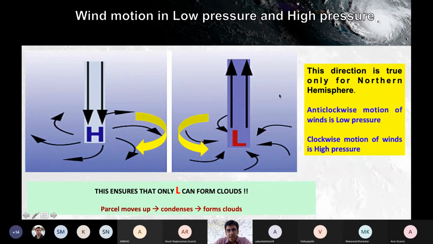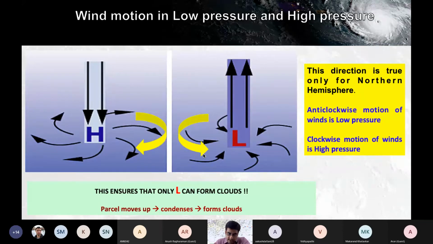So this is the conducive scenario for formation of clouds, and for that the winds have to move in an anti-clockwise motion. This is only true for the northern hemisphere. The southern hemisphere is the opposite of this. Whatever I am showing here is only for the northern hemisphere; if you want to extend it to the southern hemisphere, you just have to flip it. So in the northern hemisphere, anti-clockwise motion of winds is low pressure. In the southern hemisphere, clockwise motion of the winds is low pressure.